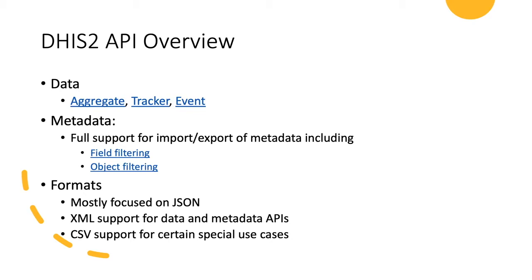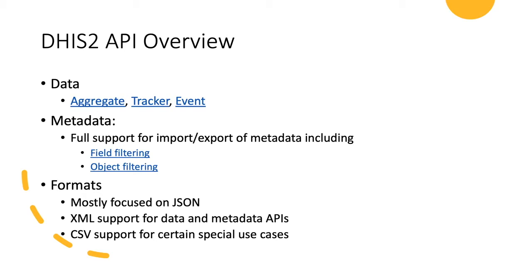And then we have CSV support in a very few special cases. For example, you can import option sets through CSV, or if you want to create data elements, that's also supported through CSV. The reason we don't have CSV for everything is that CSV is very much a tabular format. And when you start talking about something like the tracker, that payload is very complex. So it would be a very strange looking CSV if you wanted to push all that into CSV. So we do support some cases.